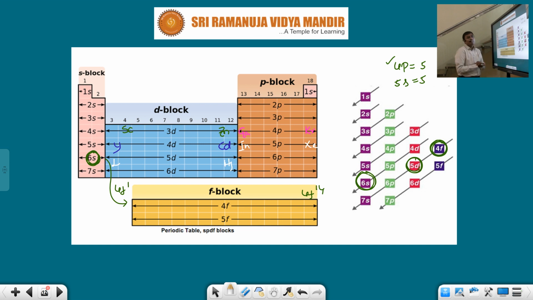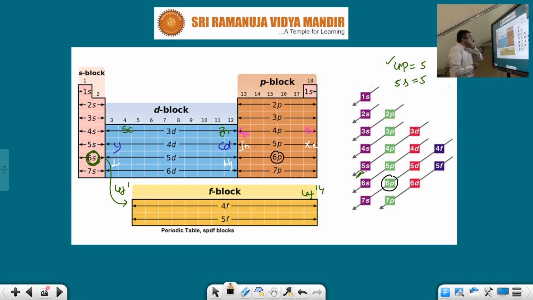This is what you have to study. 3d elements are scandium to zinc. 4d elements are yttrium to cadmium. And 5d elements are lanthanum to mercury. Now be careful here. 5d is completed. Next, 6p elements. See here, 6p elements are completed.